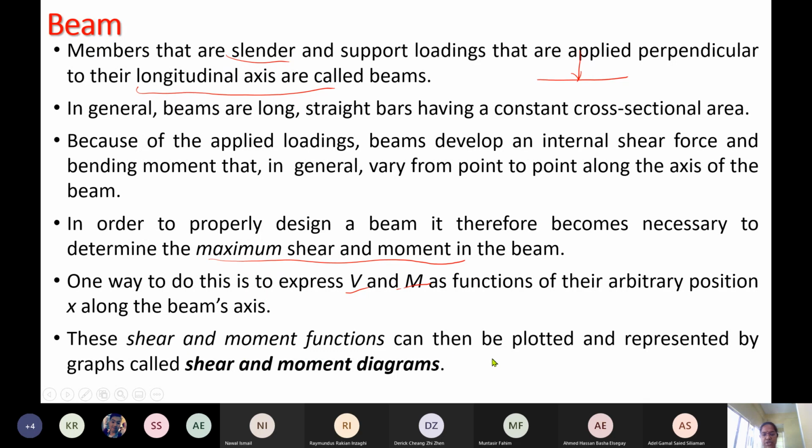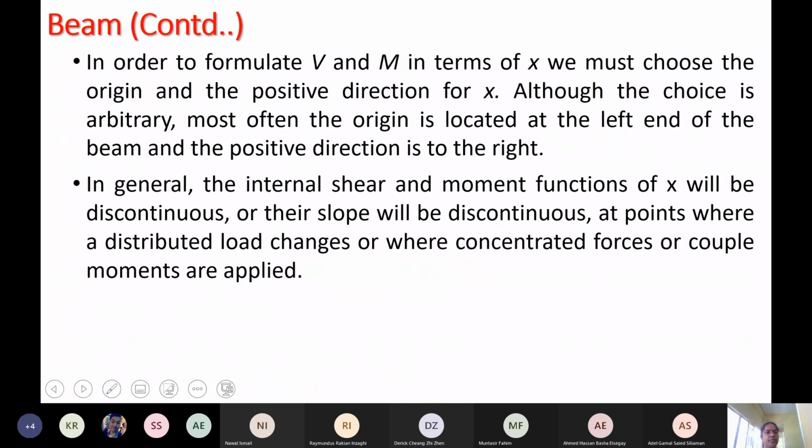These shear and moment functions can then be plotted and represented in a graphical way. That is what is called the shear and bending moment diagram, which you know already. In order to formulate the shear force and bending moment in terms of x, we must choose the origin and the positive direction for x. Although the choice is arbitrary, most often the origin is located at the left hand side of the beam and the positive direction is to the right.